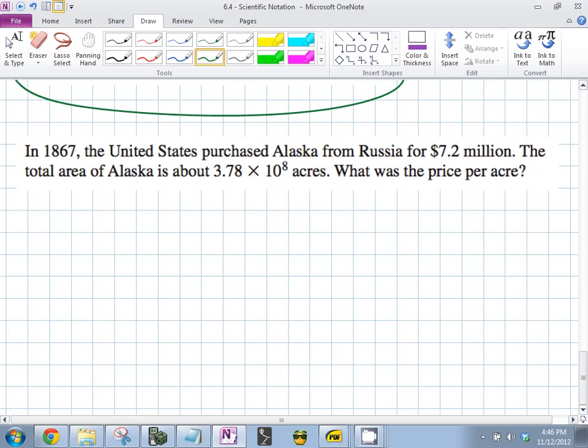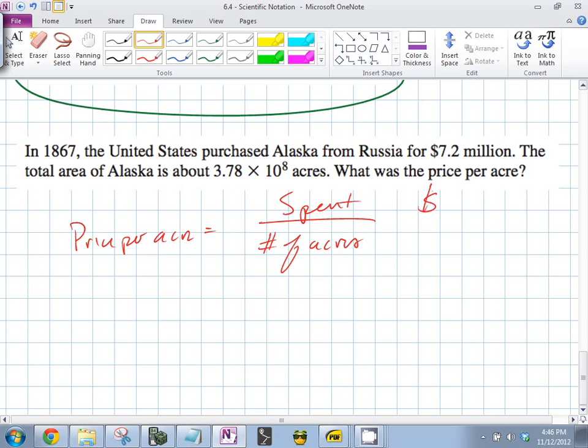So the price per acre is going to equal the amount spent over the number of acres. The amount spent was in dollars, and this is in acres right here. That's just the units. So what did we spend? 7.2. And million is 6 zeros after the 1. 6 zeros after the 1 is going to be 10 to the 6th. So 7.2 million is 7.2 times 10 to the 6th over 3.78 times 10 to the 8th.